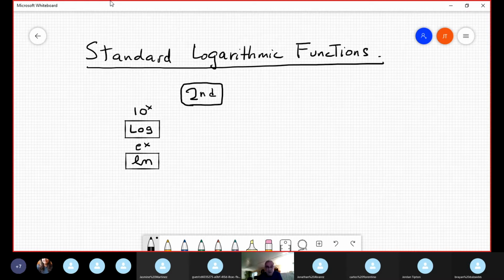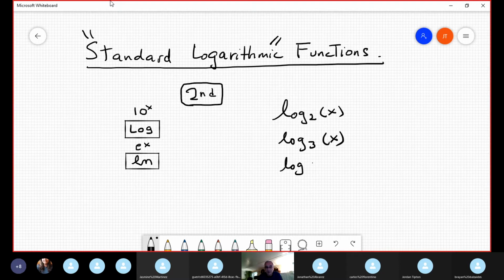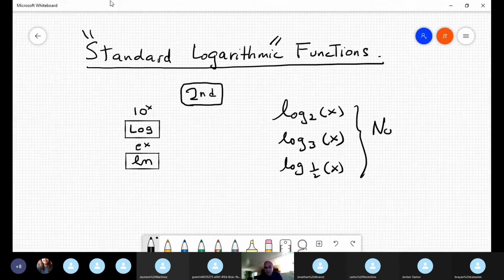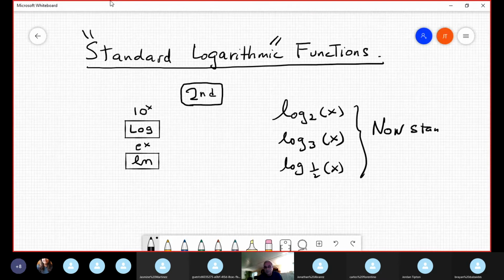because today we studied the standard logarithm. We studied the logarithm function in general for any base: logarithm base 2 or base 3, logarithm base 5, logarithm base 1/2. But this example right here is non-standard. In our calculator, we have a standard, and the standard is base. So basically, we have two standards.